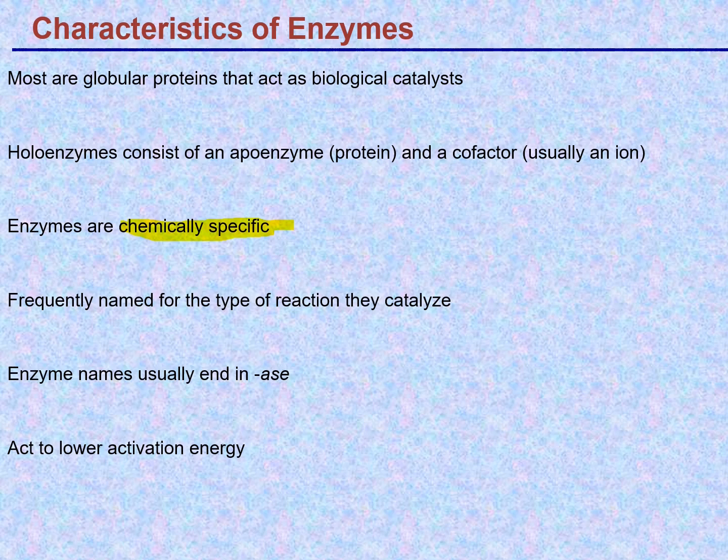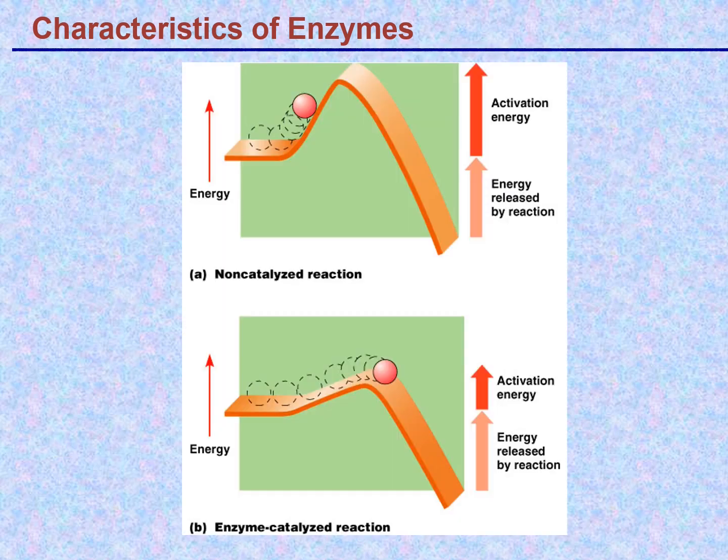They are frequently named after the type of reaction that they are catalysts in. The name often will end in ASE, and in general, the key thing is that they speed up reactions by lowering the activation energy, the amount of energy required for the reaction to occur. And here's a diagram showing this kind of thing: if you don't have an enzyme present, then the molecule has to gain quite a large amount of activation energy before it can go towards forming the final stable lower energy product. But if you have a catalyst present, the amount of activation energy required is much lower.